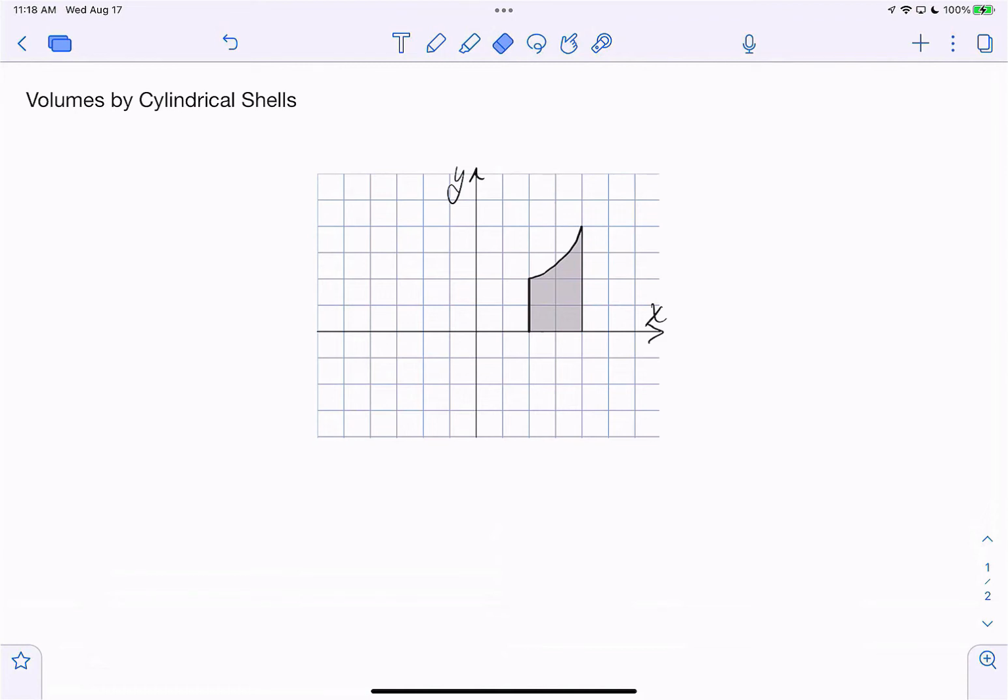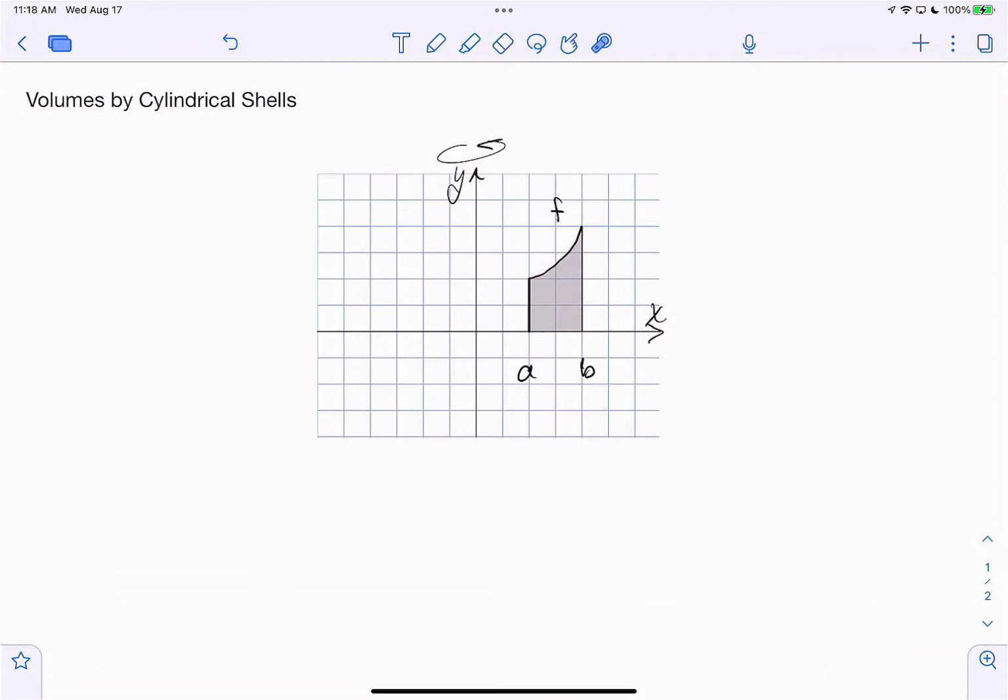We are continuing our work with volumes, and we're still looking at solids of rotation. Instead of taking a region like this and rotating it about the x-axis, we're going to see what happens if we rotate it about the y-axis. Let's say our region goes from a to b on the x-axis, and the top curve here is defined by a function f.